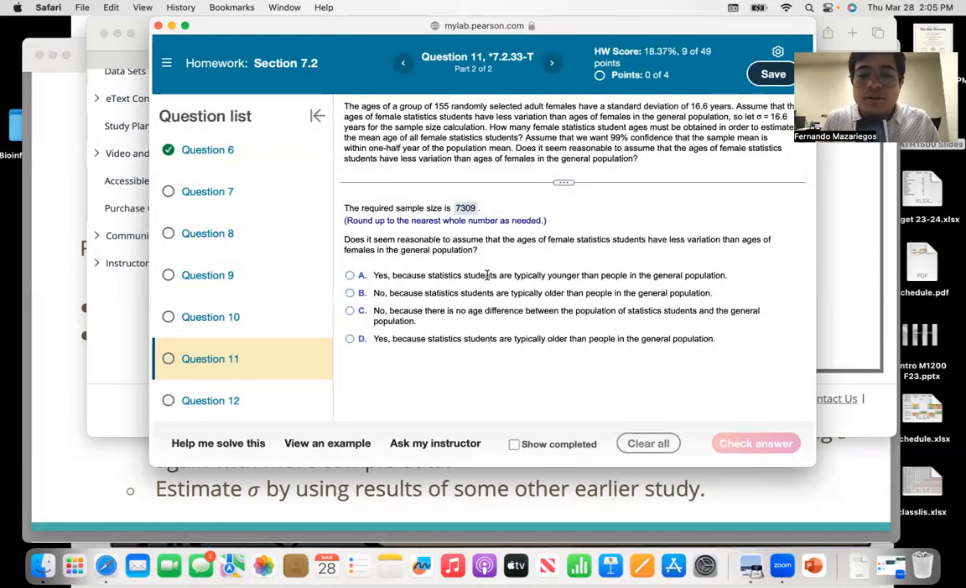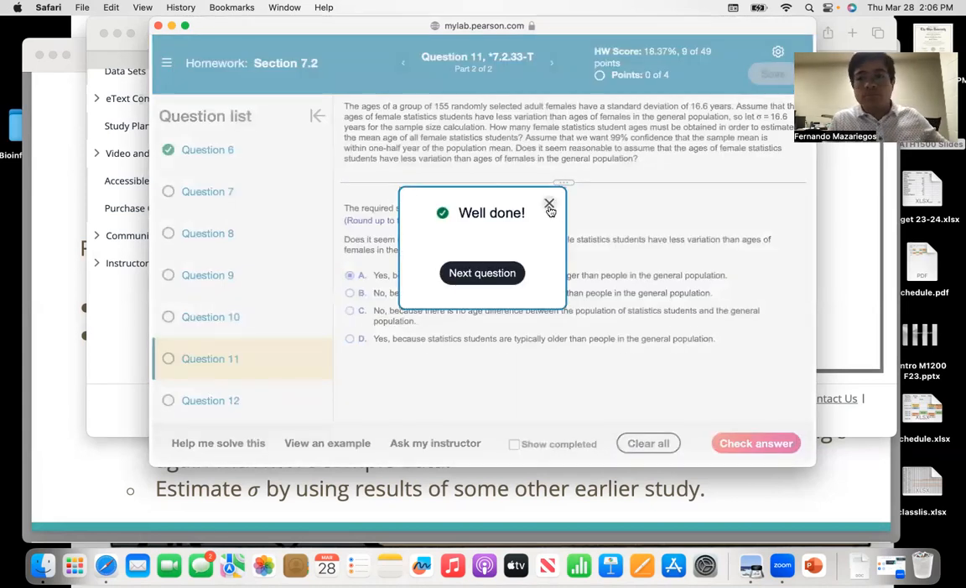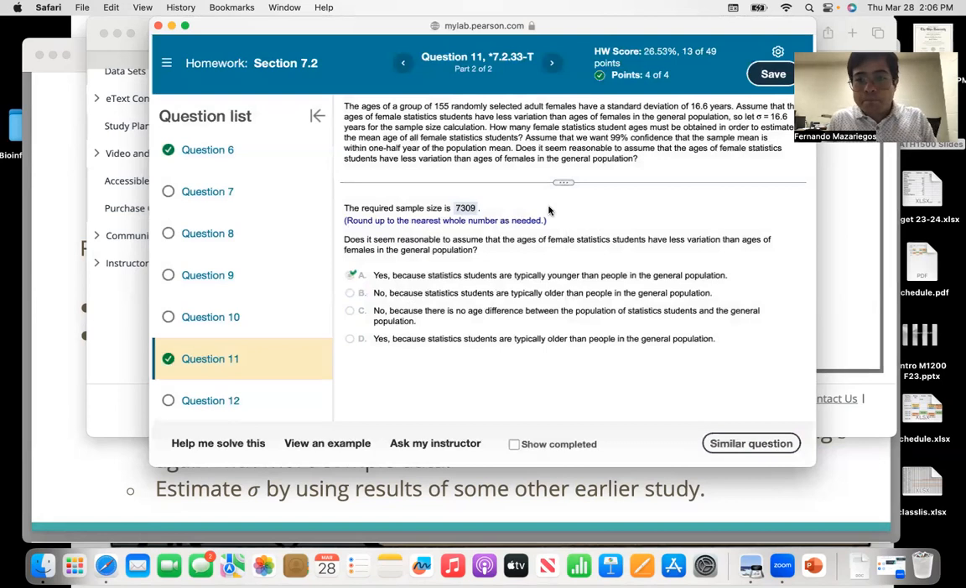Perfect. Does it seem reasonable to assume that the ages of female statistics students have less variation than ages of females in the general population? You would think so. Usually students are in a more narrow age range. Yes, because the statistics students are typically younger than the population in the general population. That might be the case. Yes, they're like during school. Most students, but that's not the rule.